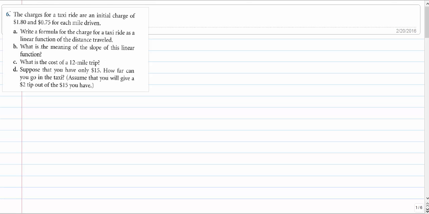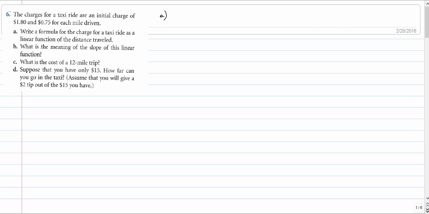Hello, let's start from problem 6. The charges for a taxi ride are an initial charge of $1.80 and 75 cents for each mile driven. Write a formula for the charge for a taxi ride as a linear function of the distance traveled.